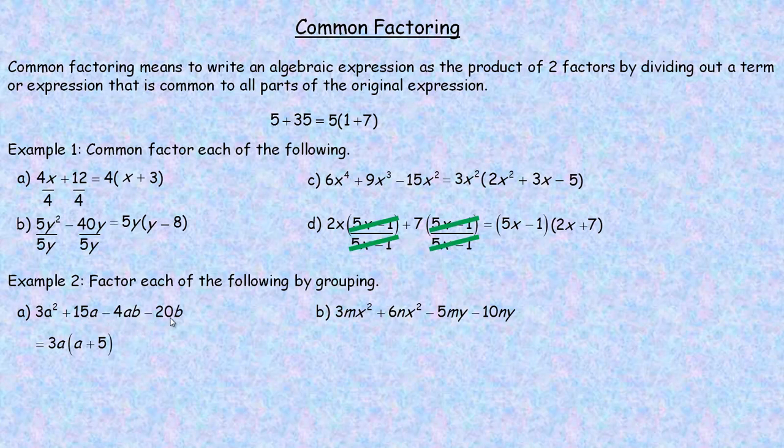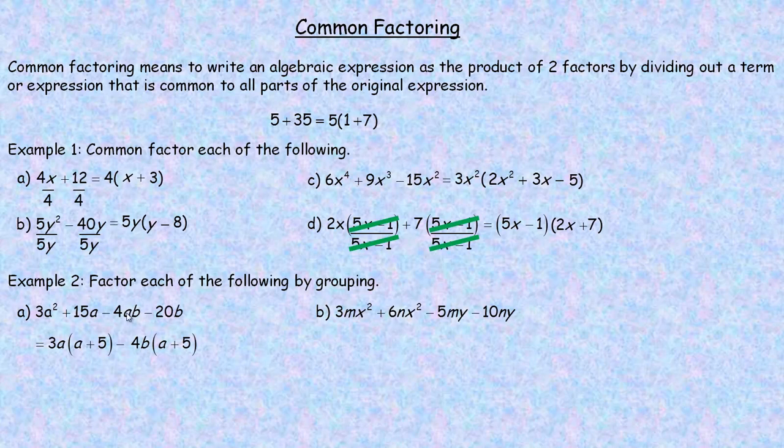Now let's look at the last 2 terms. 4 divides into both 4 and 20. And notice that there's a b in both of these, so we can factor a b out as well. Now, because this is a negative, I'm going to factor a negative 4 out. If that was a plus 4, I would just factor a 4 out. I'll always choose the sign of that third term. And so we're going to factor a negative 4b out.